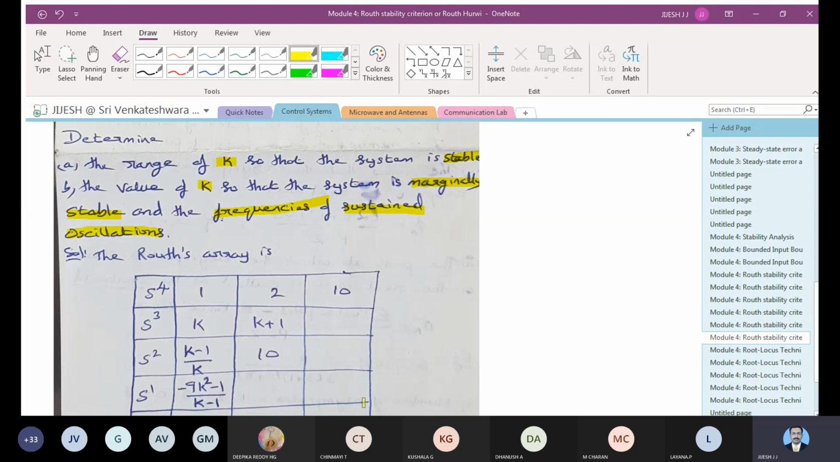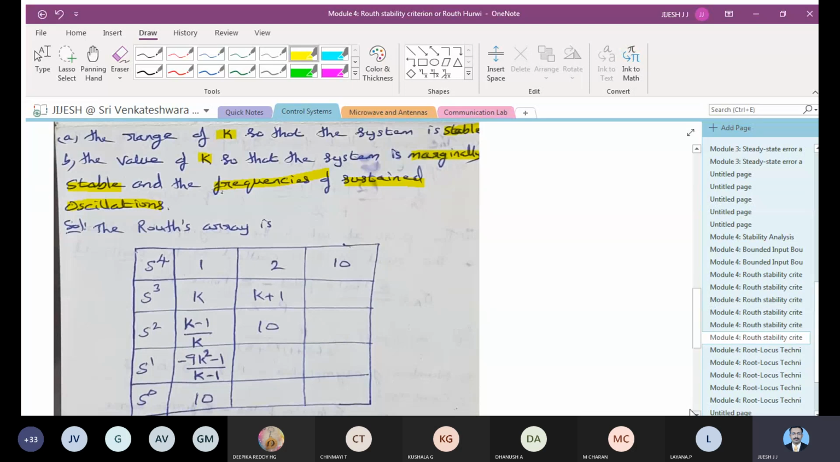Have you completed that? Yes, sir. Okay. So what is the last one? Again you need to multiply minus 9 k square minus 1 by k minus 1 into 10 minus this term, divided by this term. So what is that last one? 10, sir. 10.